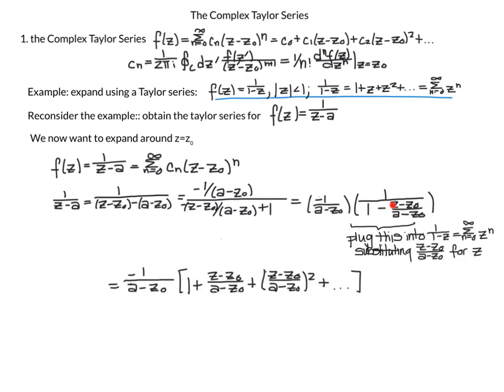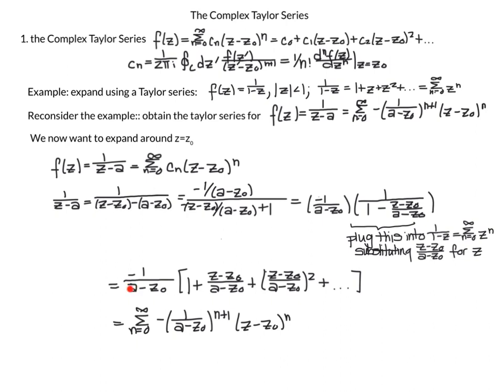When I plug in my z minus z naught over a minus z naught, this constant here, I'm going to replace the z over here and put it into this formula. And also first over here, I'm going to make sure I keep my constant term, minus 1 over a minus z naught. Then I'm going to plug this in for z in this formula. So I'm going to get 1 plus z minus z naught over a minus z naught plus z minus z naught, a minus z naught squared, etc.